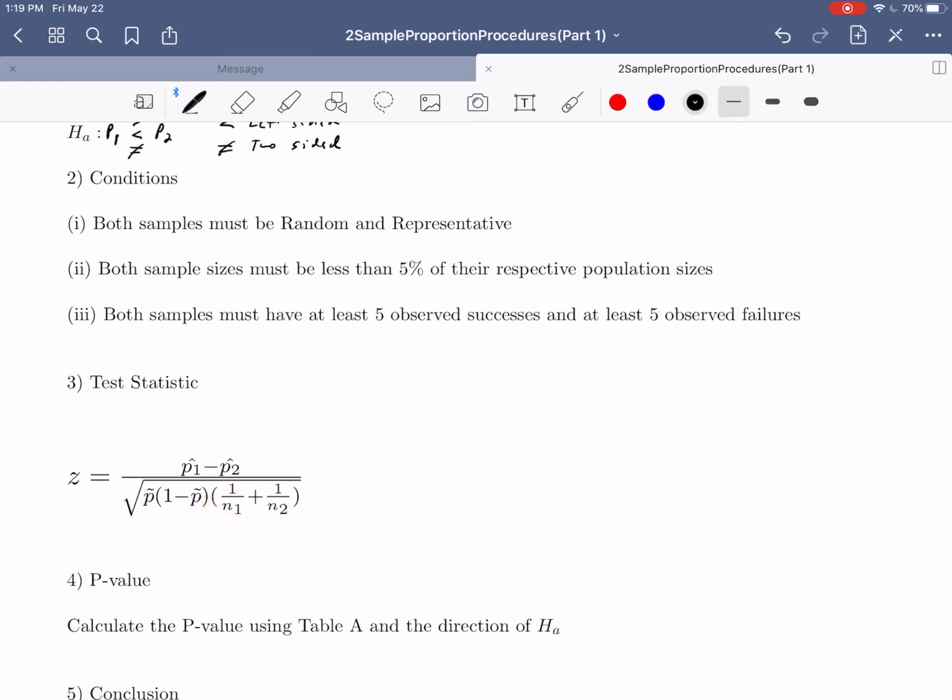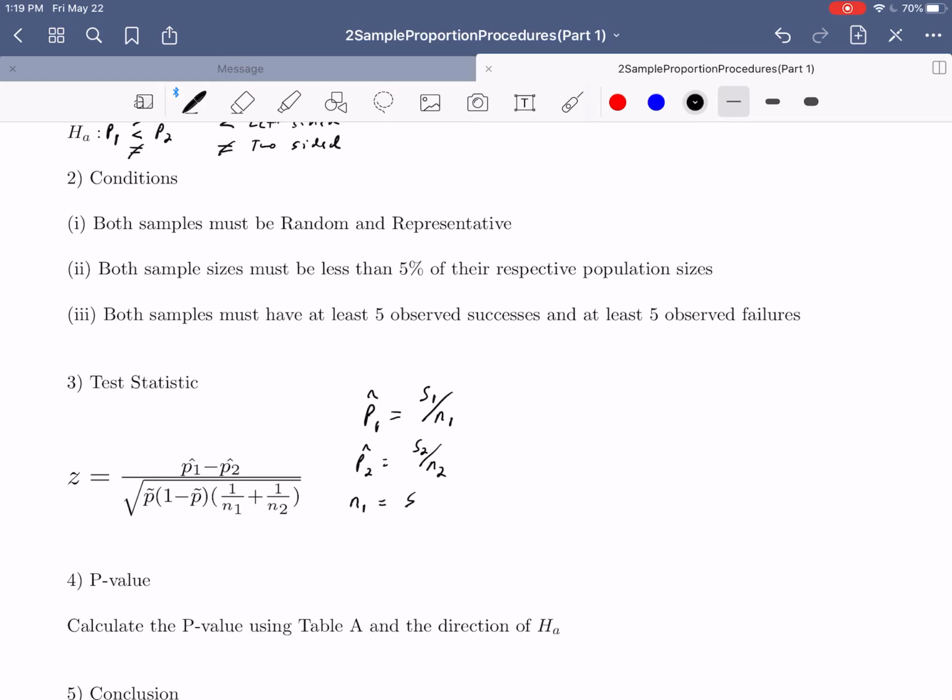So let's go ahead and just make a little list of what all these things are going to be. p1 hat, as we know, will be the successes in the first sample divided by the first sample size. That's our first sample proportion. p2 hat will be the successes in the second sample divided by the second sample size.